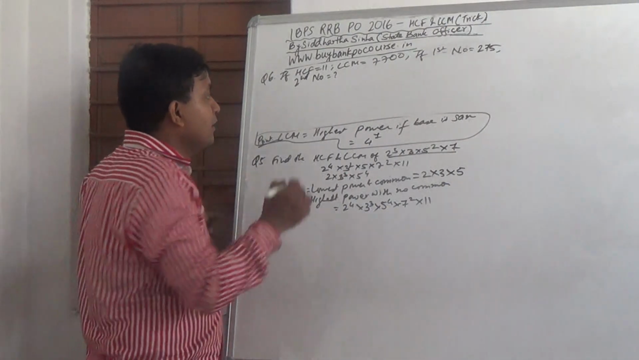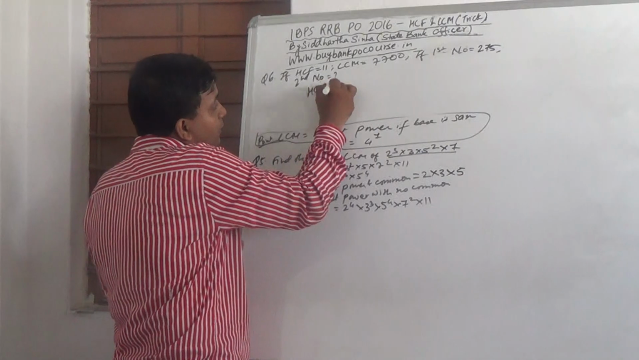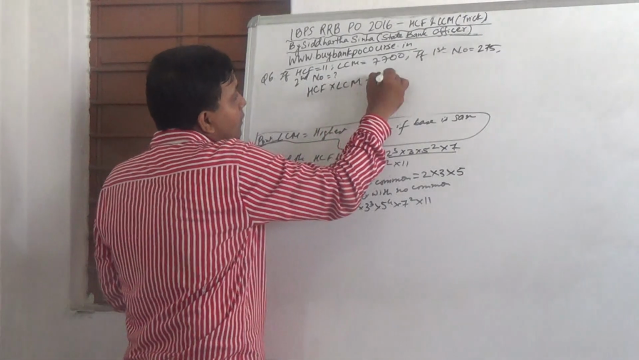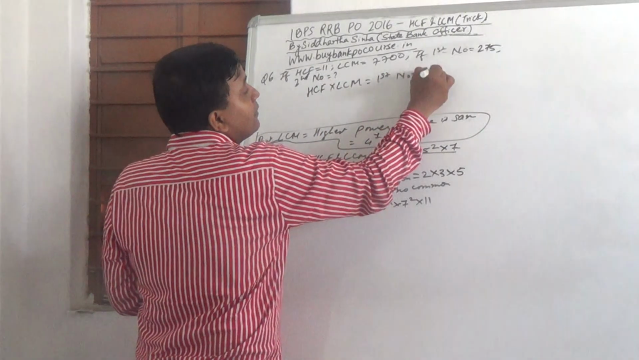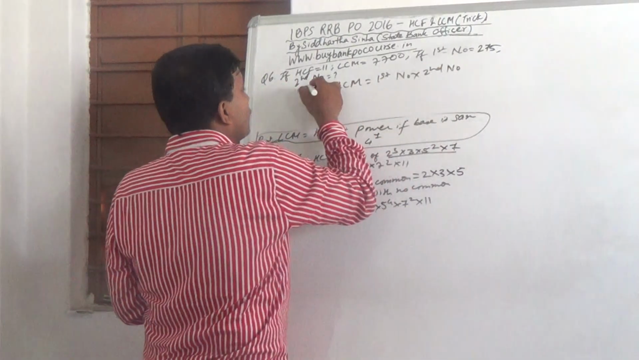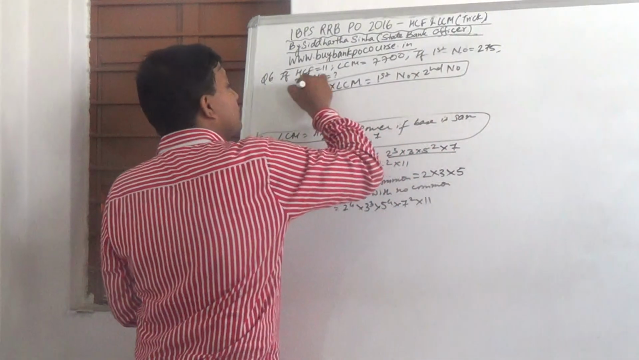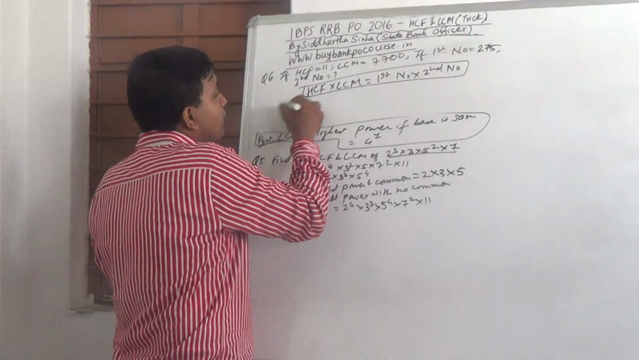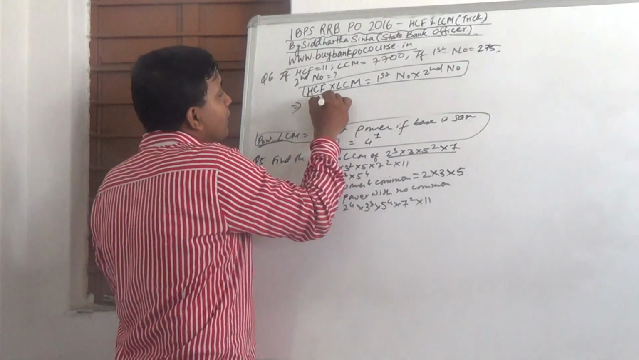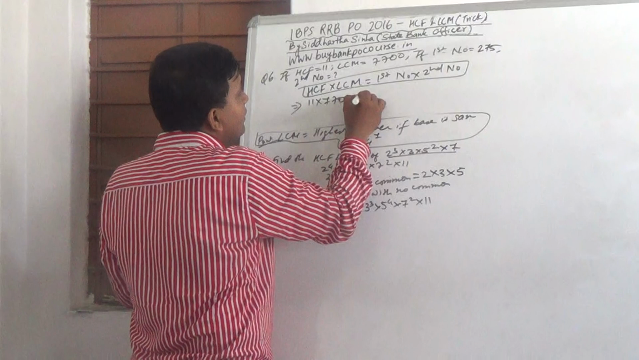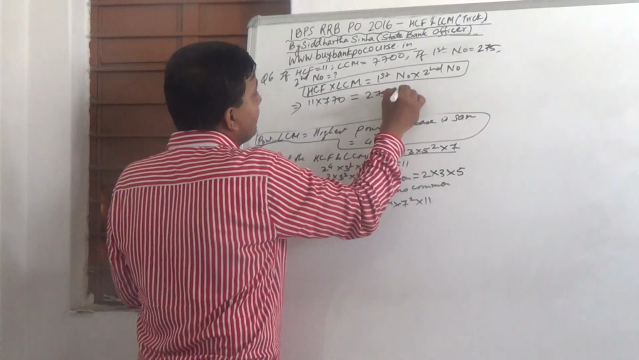SCF is given, LCM is given. There is one formula: SCF multiplied by LCM is equal to first number multiplied by second number. This is the formula. Make note of it clearly. Okay, now SCF is how much? 11. LCM is 770. This is 275 multiplied by second number.